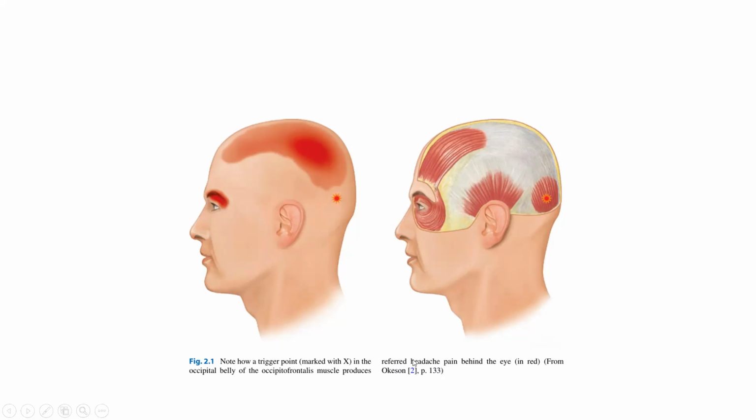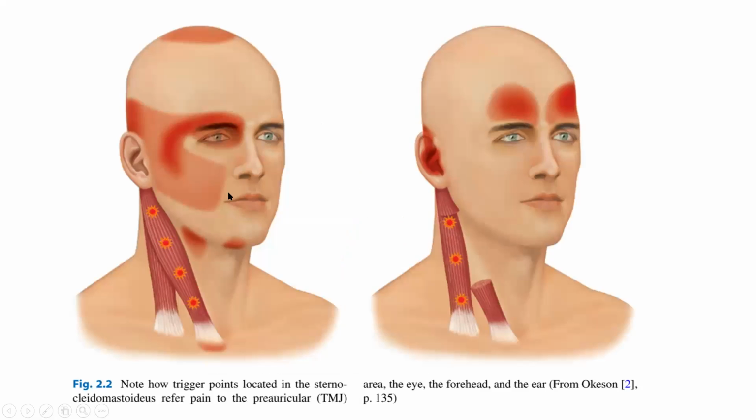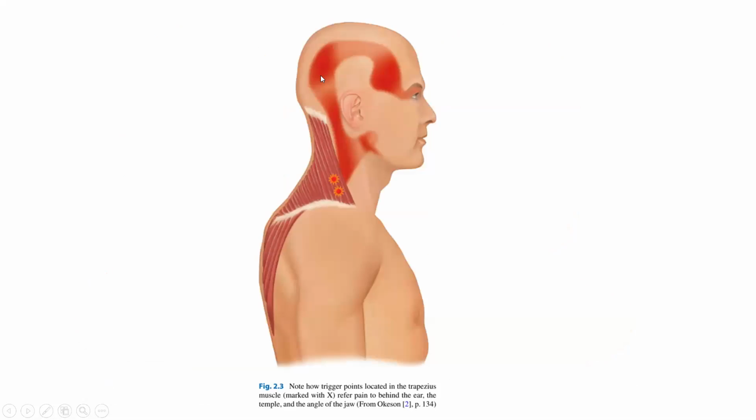This produces the referred headache pain, basically behind the eye. And also the trigger point that is located in the sternocleidomastoid muscle refers the pain to the anterior portion of the pre-auricular area, and also to the eye and the forehead regions.